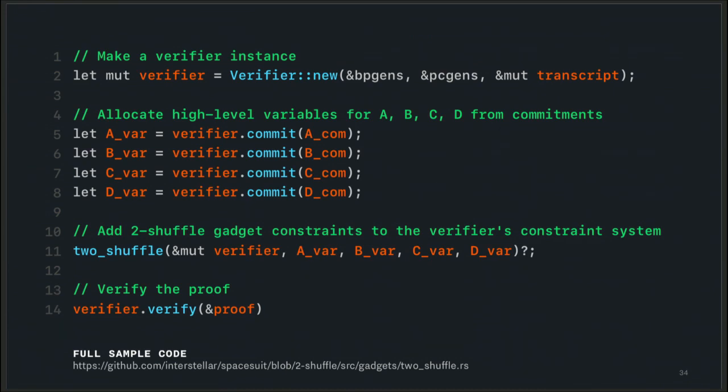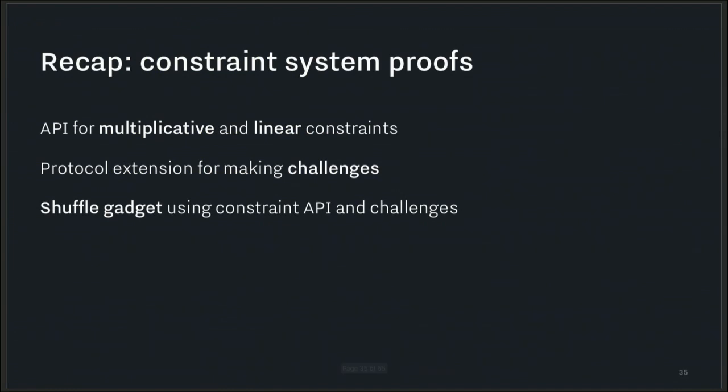And as you can see, this allows both the prover and verifier to construct the exact same constraint system, and that allows you to successfully create and then verify a proof over that same constraint system. So you can actually see the full sample code for the toShuffle in our GitHub repo. So what I just went over was an API for making multiplicative and linear constraints, our protocol extension for making challenges over commitments to variables, and then I walked through a shuffle gadget example that uses the constraint API and uses the challenges to make an extremely efficient shuffle.